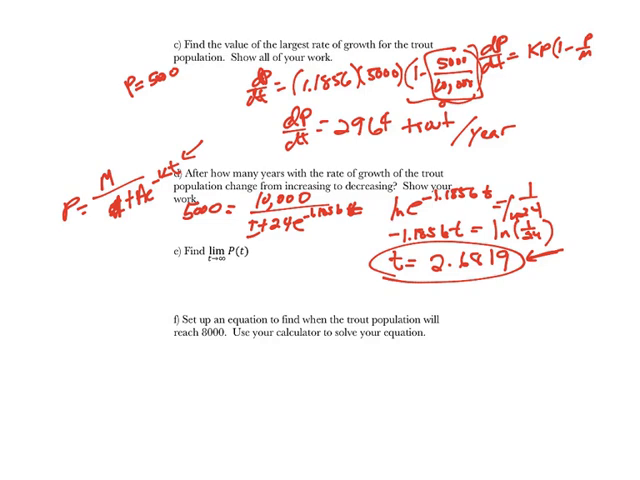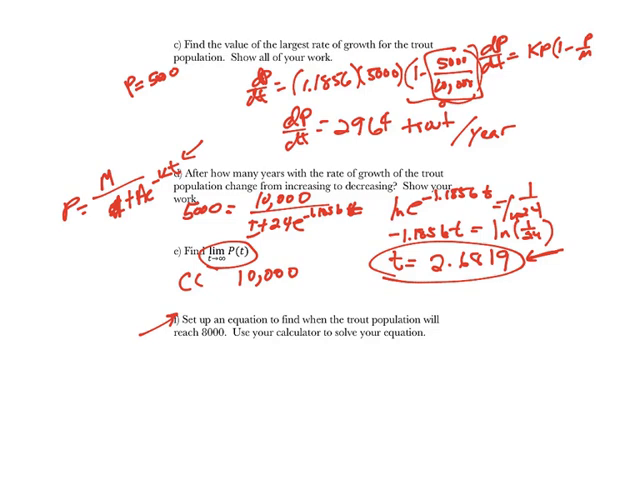All right. E. What is the limit as t approaches infinity of P of t? So that means that's your carrying capacity. That's another way of asking what's the carrying capacity. So that's an easy question. That's just 10,000. Okay? F says, set up an equation to find when the trout population will reach 8,000 and use your calculator to solve.